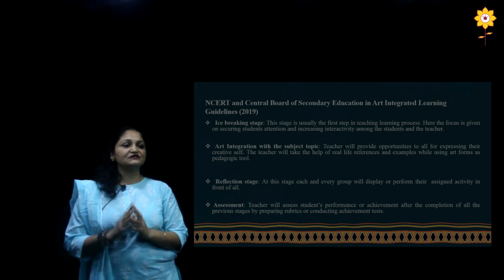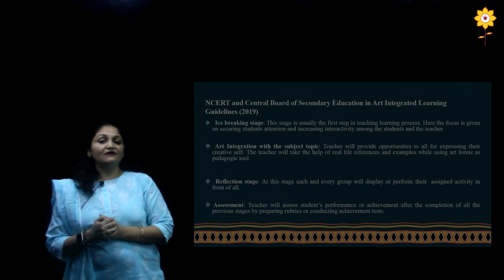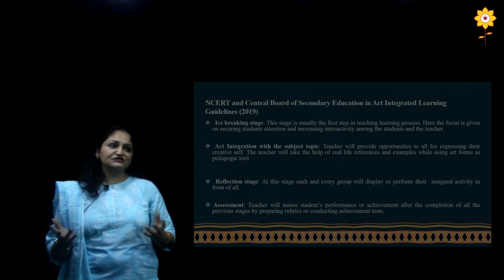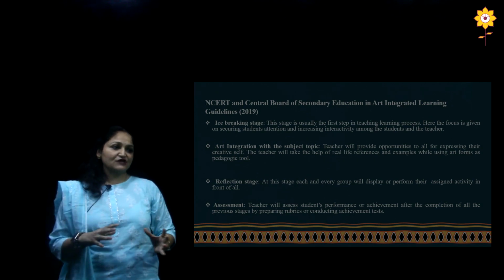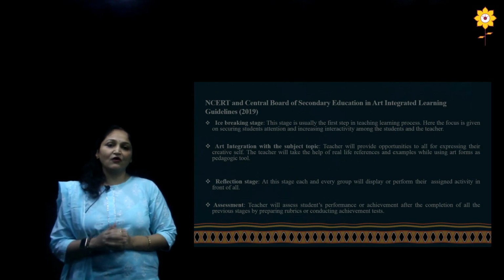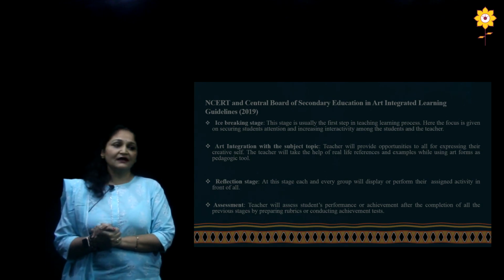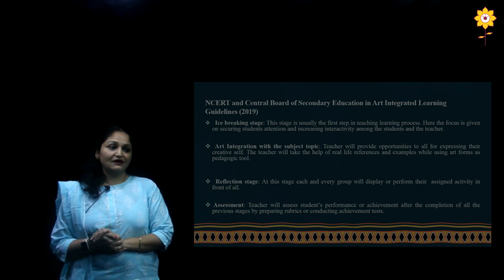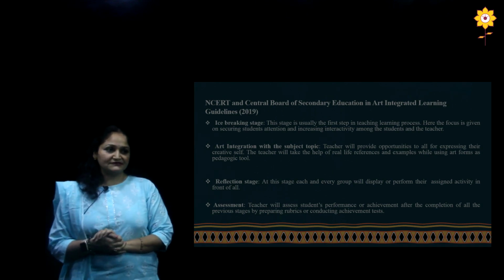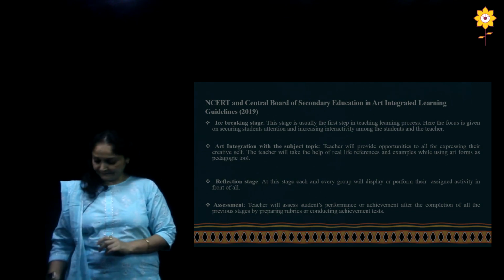In this stage, the teacher will assess the students' performance or their achievements with the help of rubrics, or she can take help of an achievement test. This stage happens after the completion of all the previous stages, by preparing rubrics or conducting an achievement test to assess the students' performance and the level of their performance, and whether the learning objectives are being achieved or not.